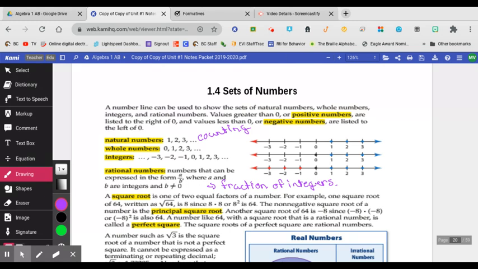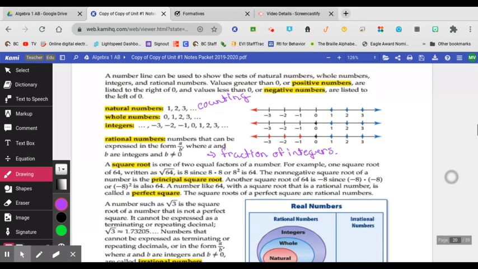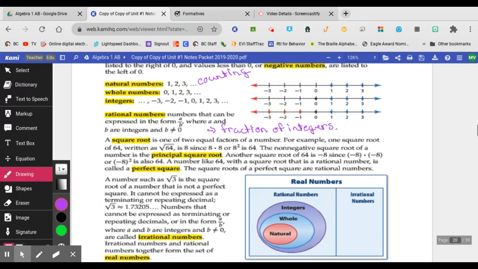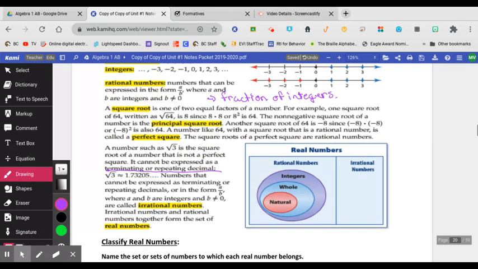A number like 64 is a rational number, or what's called a perfect square, because when we take the square root, we get a rational number. There are numbers like the square root of 3, which is not a perfect square and cannot be represented as a terminating or repeating decimal. Therefore, this is what we call irrational numbers. Irrational numbers cannot be written as a over b, where they're both integers. It cannot be written as a fraction of integers. And the whole set combined is real numbers.